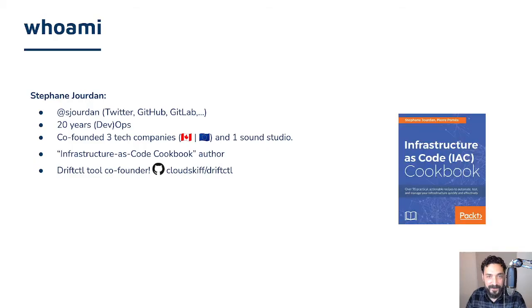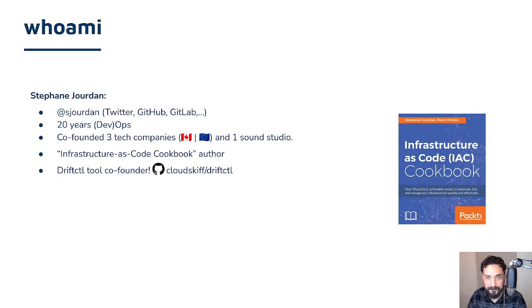So I'm Stephane Jourdan, as jourdan pretty much everywhere on the internet. I've been around infrastructures for the past 20 years. I co-founded a bunch of companies in Canada and Europe. And well, some years ago now, I co-wrote this book named Infrastructure as Code Cookbook, and more recently, I'm the happy co-founder at CloudSkiff, and we build the open source tool driftctl, and we have a great team at CloudSkiff.